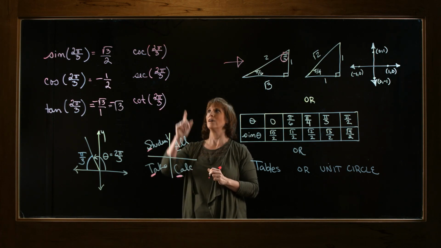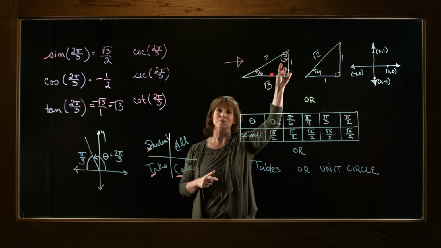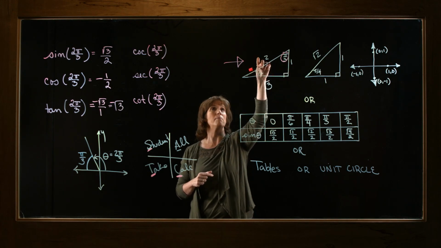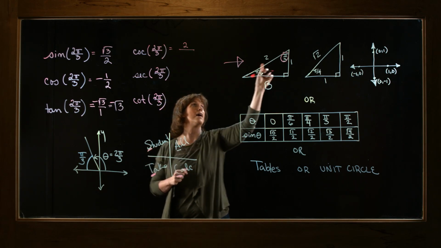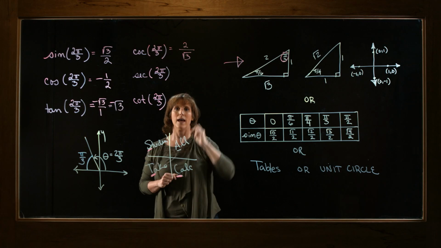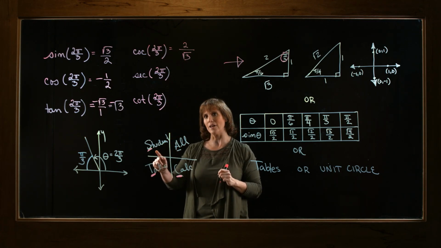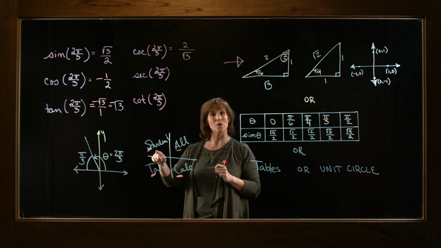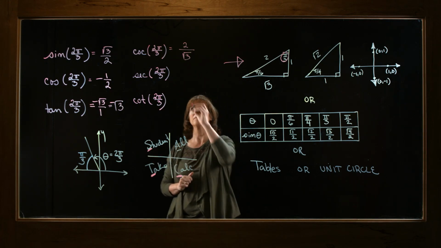Okay, moving on. Cosecant. Cosecant is going to be the hypotenuse over the opposite. So the hypotenuse is 2, and the opposite is the square root of 3. Okay, now let's check out the sine. The cosecant is the reciprocal of the sine, so that means it's going to be positive. So 2 over root 3 is my answer.